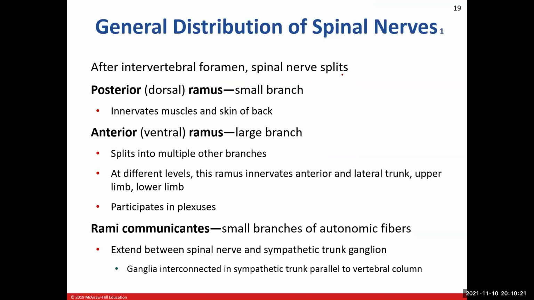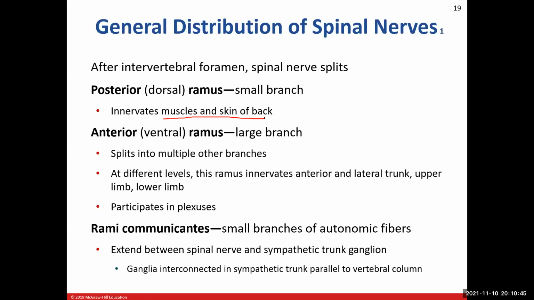No. What happens is when the spinal nerve exits the vertebral column through the intervertebral foramen, it splits. The first branch goes backwards. That's the posterior or dorsal ramus. It's a very small branch, and this is going to innervate the deep muscles of the back and the skin on your back.